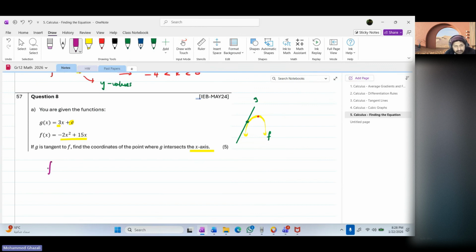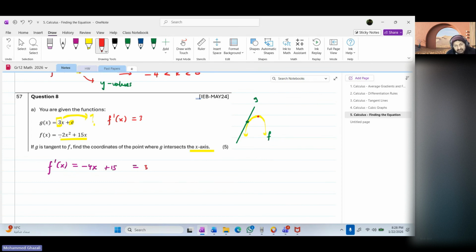Let's find f prime x. F prime x gives us the gradient function. So 2 times minus 2 is minus 4x, right? And the gradient of 15x is plus 15, right? Now the gradient must be equal to what? The gradient here. Because how did you get the 3? By substituting inside the gradient function. This is the tangent line. So how did you get the 3? You got the 3 by finding f prime x is equal to 3. So there's my f prime x. It must be equal to 3.